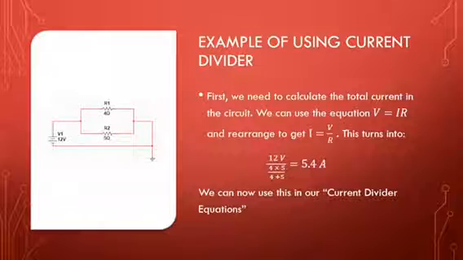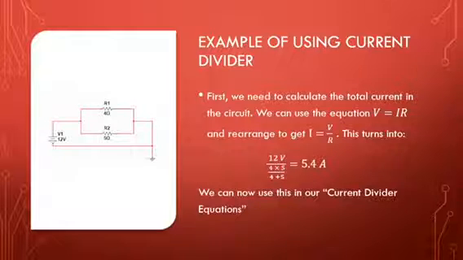Here I'll show an example of using current divider rule. First, we need to calculate the total current in a circuit. We can use the equation V is equal to IR and rearrange it to get I is equal to V on R. This turns into 12 volts on 4 times 5, which is also divided by 4 plus 5 to equal a total of 5.4 amps in the circuit.